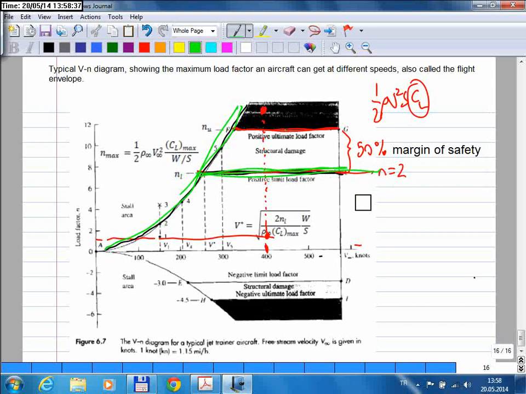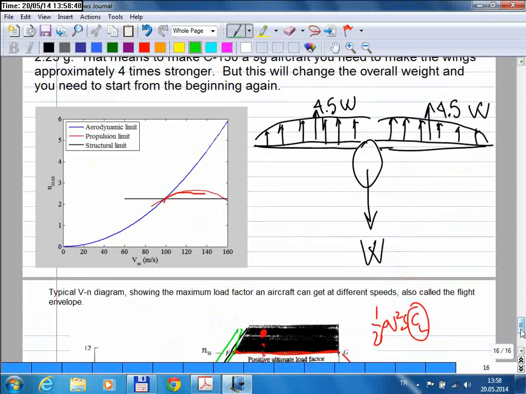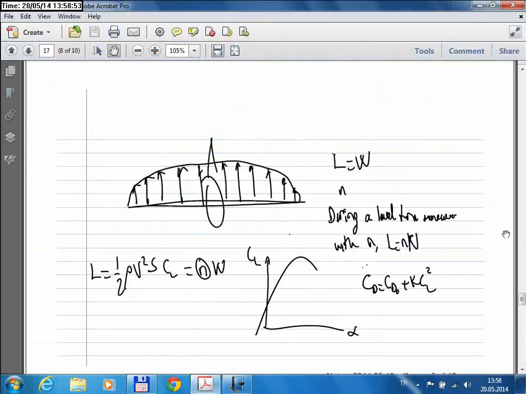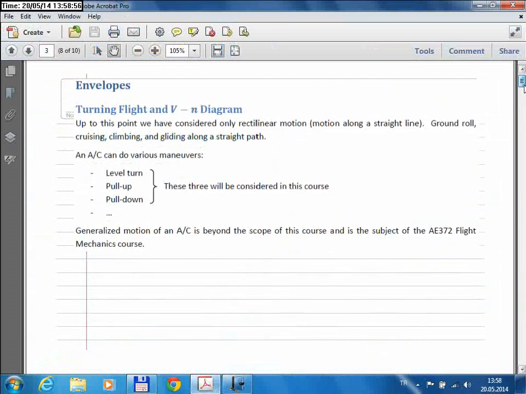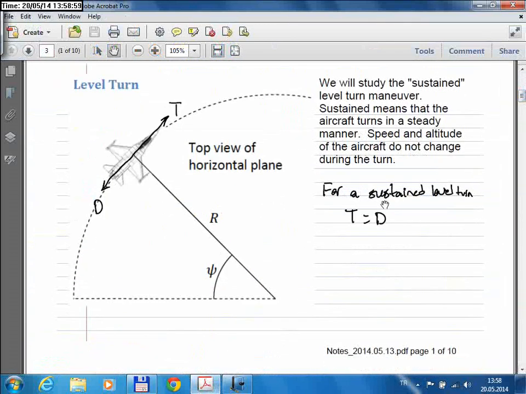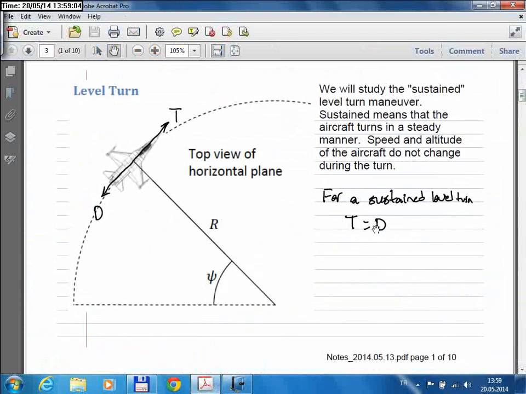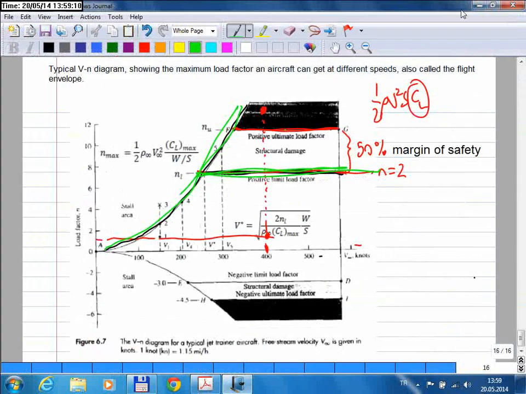Okay, and for sustained level turn maneuvers, there's a third limitation, and that third limitation comes from the engine, from the propulsion system. During the maneuver, you want the speed of the aircraft to be constant as well. Okay, so you need to satisfy this equality. Thrust is equal to the drag force. And when you have a very large lift force, then the drag force will be very large as well. And at that point, the engines can become the limiting factor. So there are 3 things that limit the load factor.